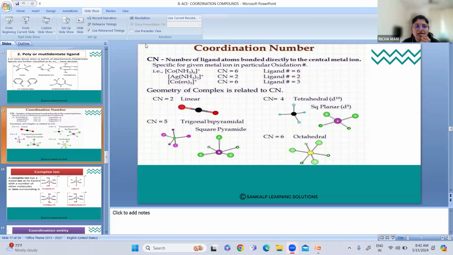The remaining things we will discuss in tomorrow's class. We'll discuss how to write the complex, and then how to name the complex, that is nomenclature. Fine. So by this, I'll end the session here.